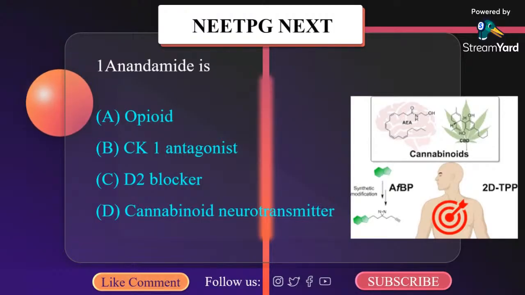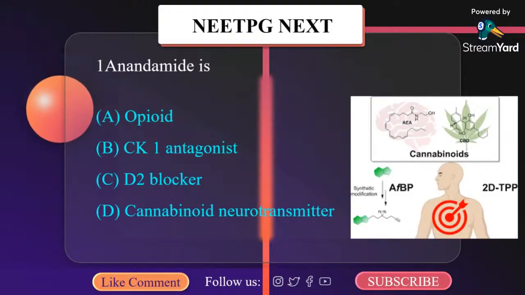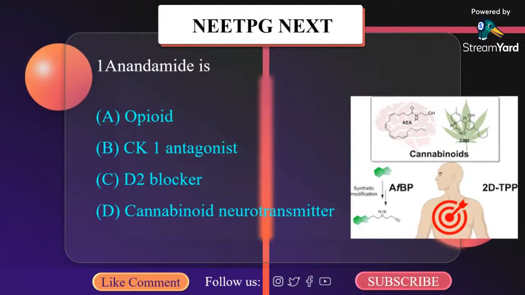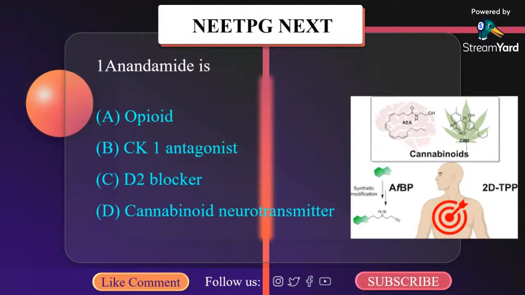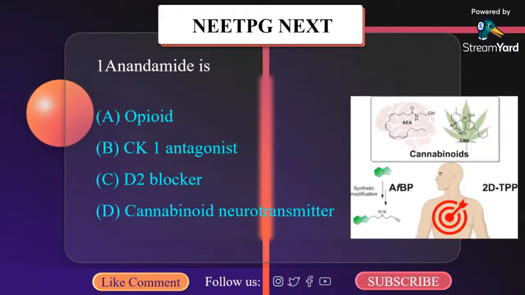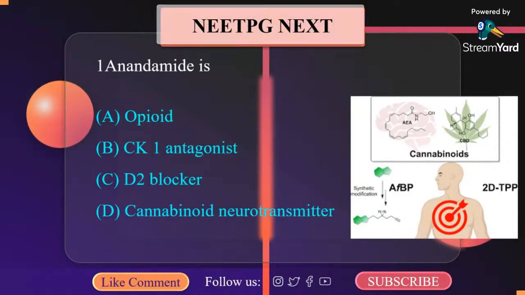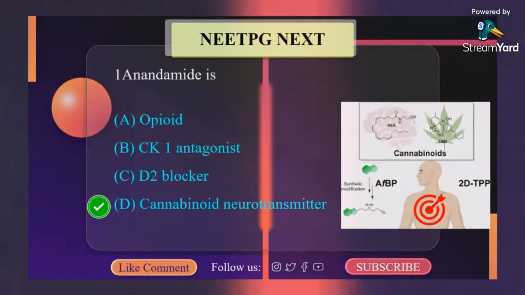Anandamide is: A. Opioid, B. CB1 antagonist, C. D2 blocker, D. Cannabinoid neurotransmitter. Anandamide is a cannabinoid neurotransmitter. Anandamide, also known as N-arachidonoylethanolamine or AEA, is an endogenous cannabinoid neurotransmitter. The name is taken from Sanskrit word Ananda, which means bliss, delight, and amide. It is synthesized from N-arachidonoyl phosphatidylethanolamine by multiple pathways. It is degraded primarily by fatty acid amide hydrolase enzyme, which converts anandamide into ethanolamine. So the correct answer here is D, cannabinoid neurotransmitter.